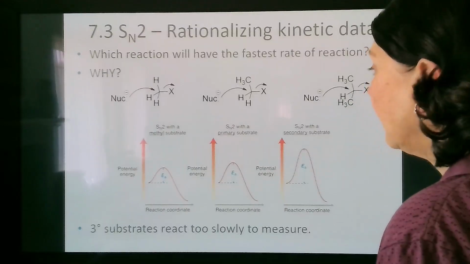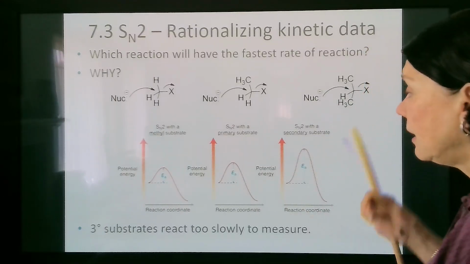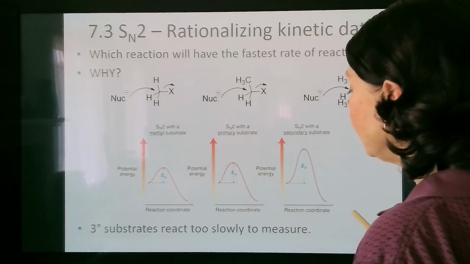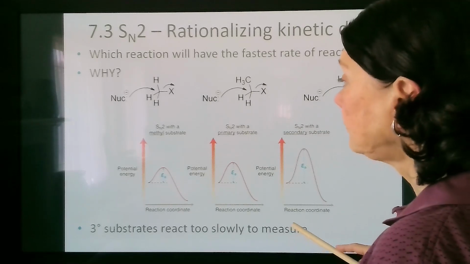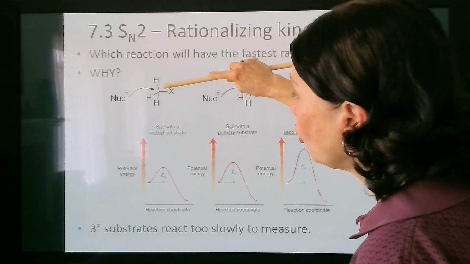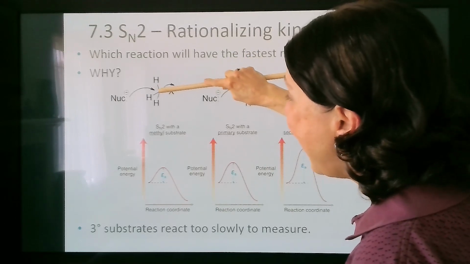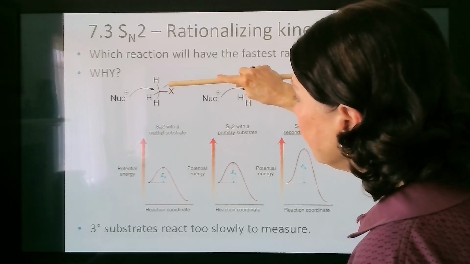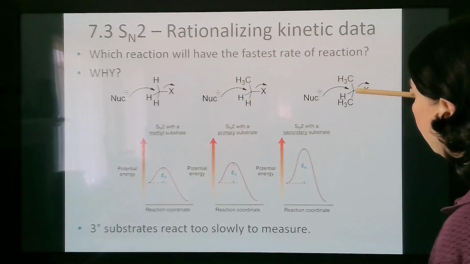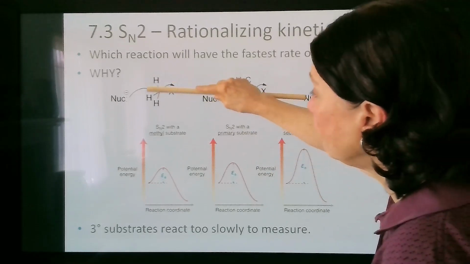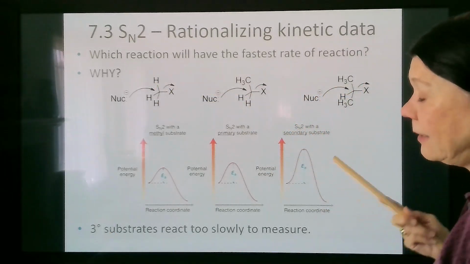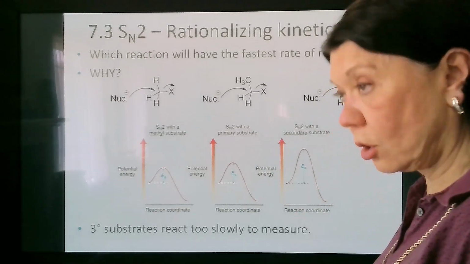So now let's look at these. Here we're going to compare the potential energy diagrams of SN2 reactions where you have an increasing amount of steric hindrance at the carbon atom bearing the leaving group. Here you have no methyls, one methyl, two methyls, and when you have a third methyl, the reaction doesn't occur.